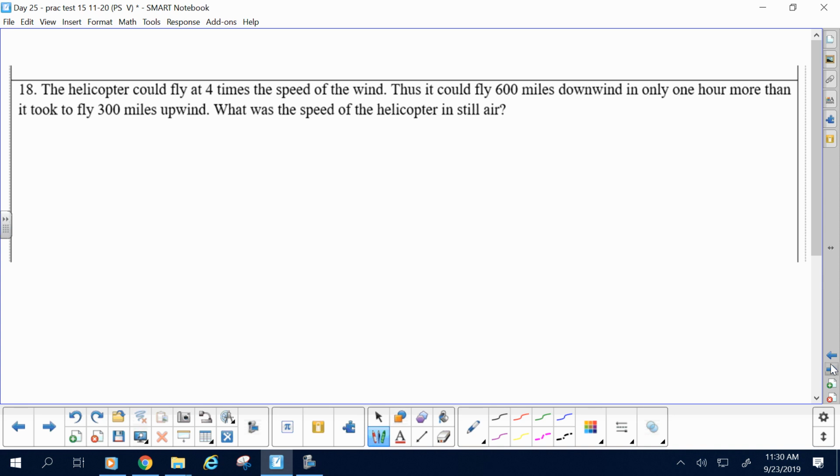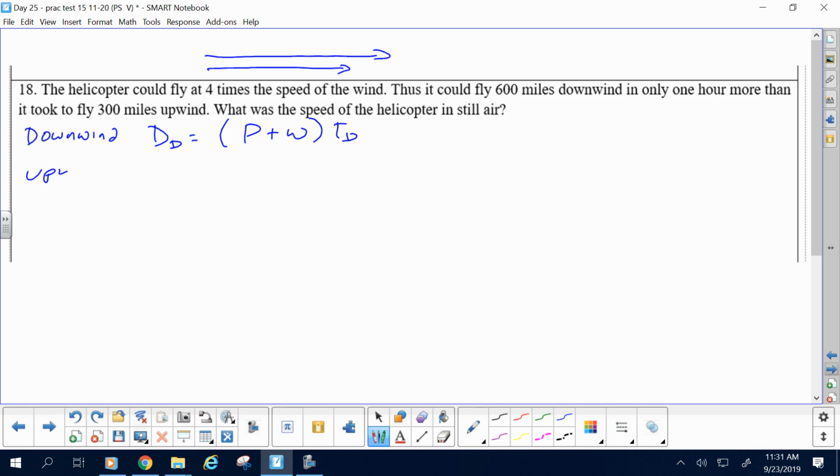18. We talked about this last week. For downwind, the idea is distance down is plane plus wind, or plane minus wind. If you're going downwind, are you going with the wind or against it? With. And so does that wind help you? Yes. And so is it an addition or subtraction? Addition. Downwind is plane and wind together times time downwind.